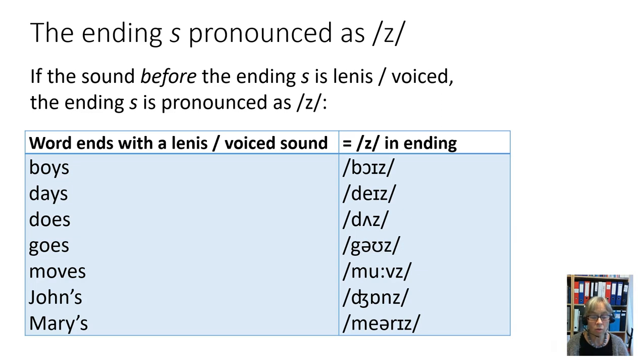Boy, of course this is voiced, it's a diphthong. Day, this is also a diphthong, voiced. Move, V, a voiced consonant. John, a voiced consonant. And then after these voiced sounds, the ending S is pronounced as a lenis or voiced Z.